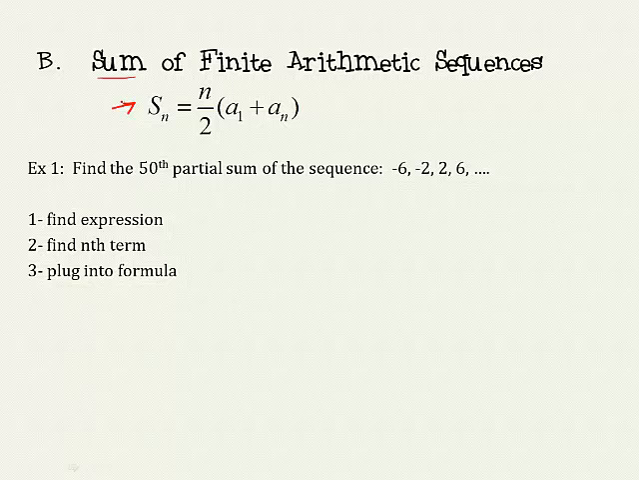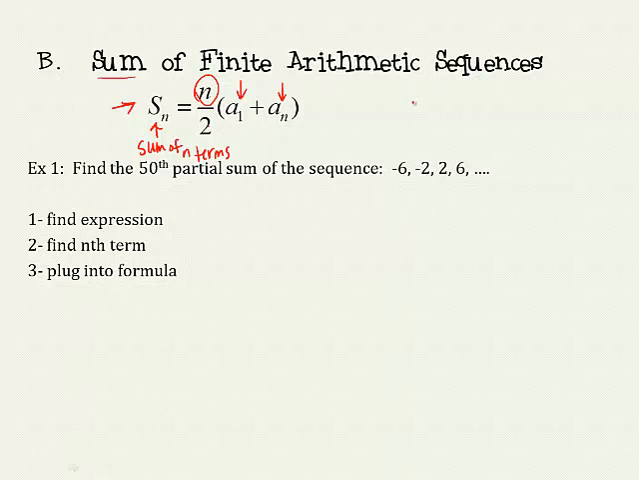So you're going to use this formula, and this is on the card, so pay attention to what it's saying. This is saying the sum of n terms, and the problem will tell you how many terms you're adding up. S sub n equals n divided by 2, times what's happening in the parentheses: the first term plus the nth term.